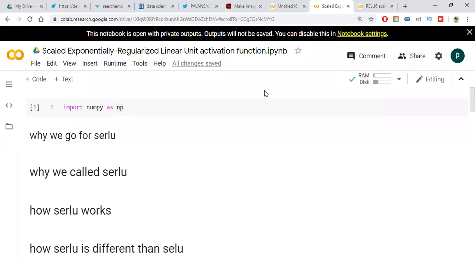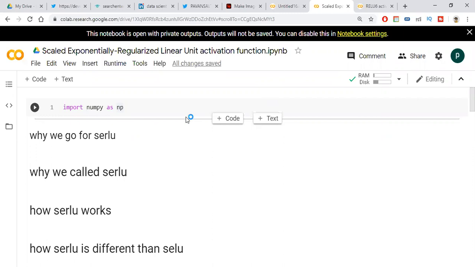Hi friends, today I am discussing the SELU activation function. In this video I discuss these topics. First, what SELU stands for. SELU stands for Scaled Exponential Linear Unit Activation Function.